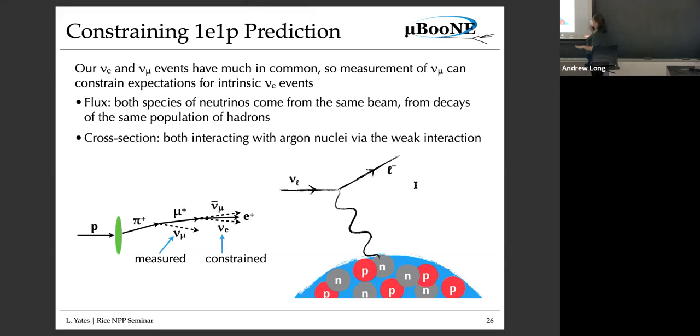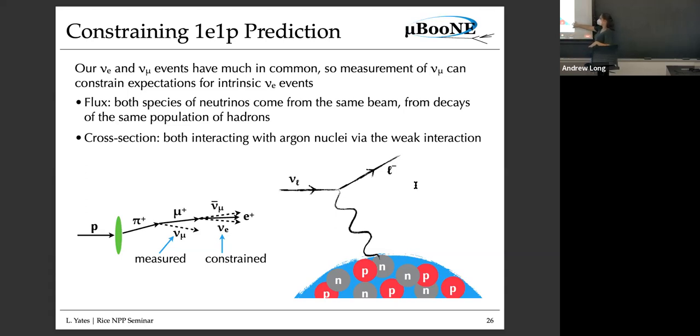Yeah, and maybe some of it is going to get addressed in the next few slides as well. So just in principle, thinking about how we're constraining our systematics, our nu_e and our nu_mu events have certain stuff in common, and that's what allows us to use the measurement of the nu_mu to constrain the nu_e. So philosophically, this is happening in two ways. One is on the flux side. The neutrinos are coming from the same beam. They're coming from the decays of the same or related particles. So when we measure the nu_mu, we learn about that parent population and can propagate that forward into what's going on with the nu_e.